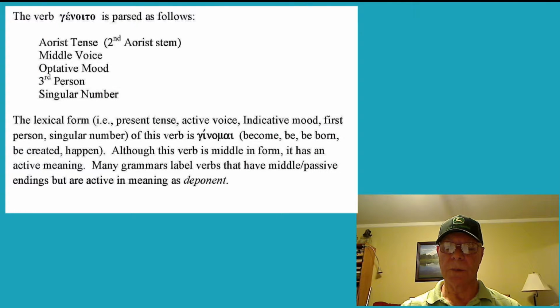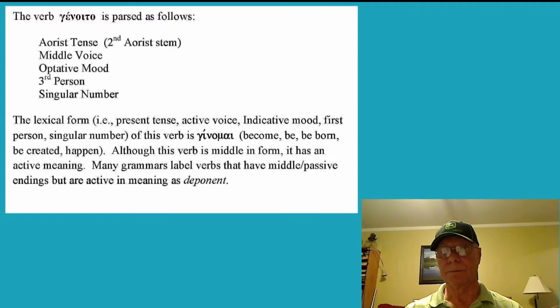The verb genoito is parsed as follows. Aorist tense, middle voice, optative mood, third person, and singular number. The lexical form, that is to say, present tense, active voice, indicative mood, first person, singular number, of this verb is ginomai. Become, be born, be created, happen. Although this verb is middle in form, it has an active meaning. Many grammars label verbs that have middle passive endings but are active in meaning as deponent.